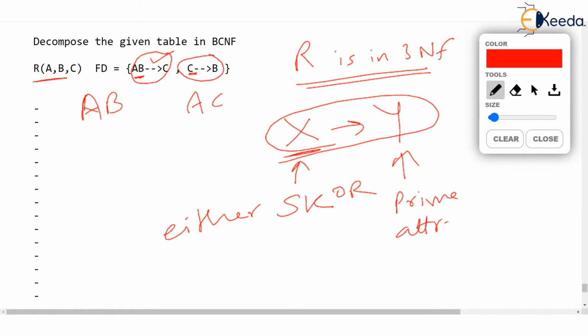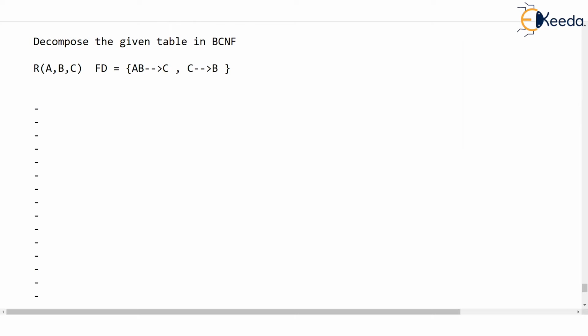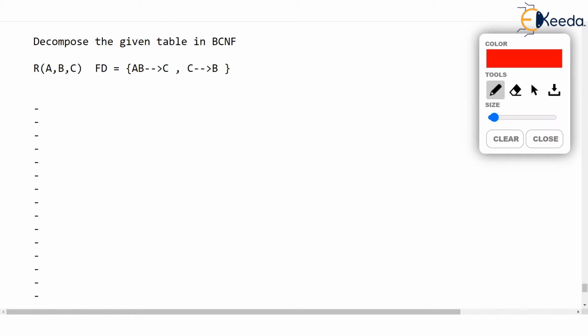So you tell me which are the prime attributes in this example? Yes, A, B, C, all are prime attributes. Are you understanding? All are prime attributes because C is present in one of the candidate keys, B is present in this candidate key, and A is of course present in all the candidate keys. So the attributes which are a part of the candidate key are called prime. They are important attributes, isn't it? So all are prime.